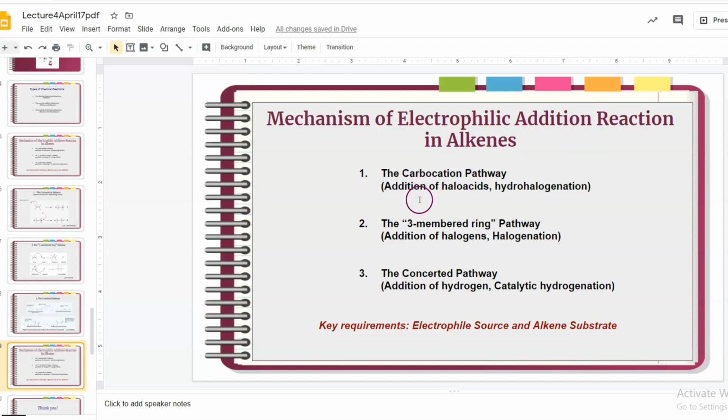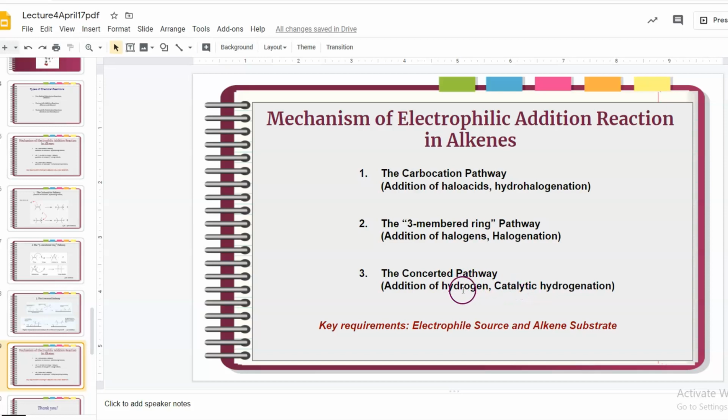Carbocation pathway first. This happens for halo acids, HBr, HCl, and HI. The reaction is called hydrohalogenation reaction. The three-member ring pathway, whenever you are adding halogens, chlorine, bromine, and iodine onto alkenes, the reaction is called halogenation. And the third pathway is the concerted pathway. This happens when you are adding a hydrogen molecule to an alkene in the presence of a catalyst.